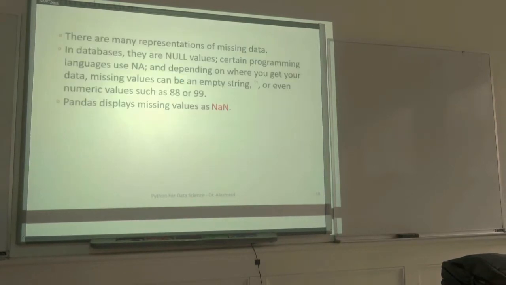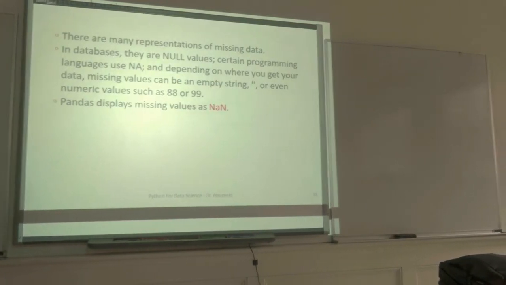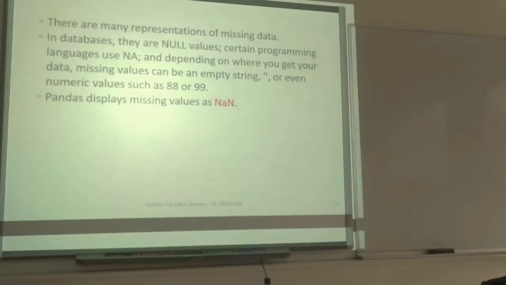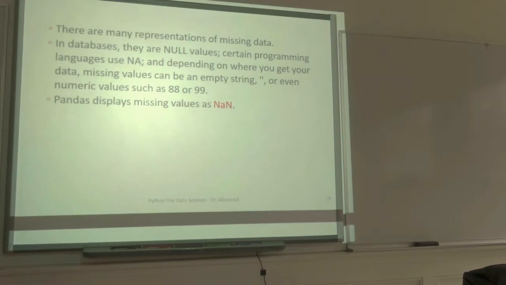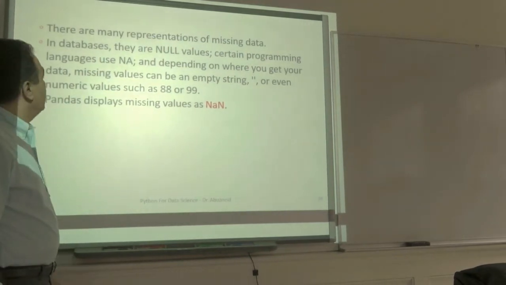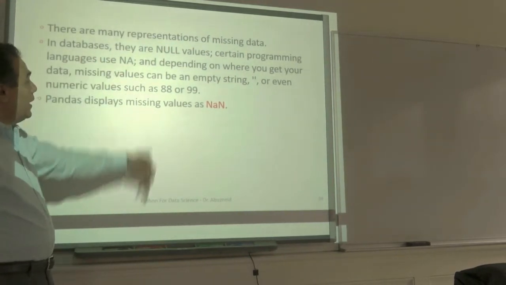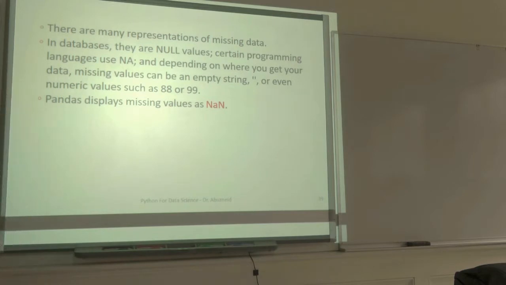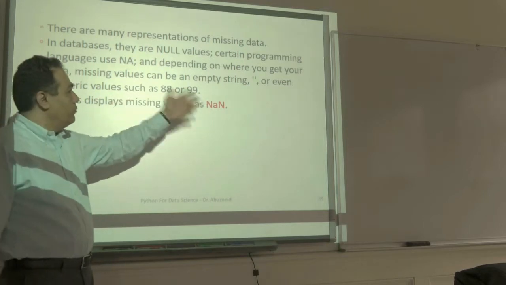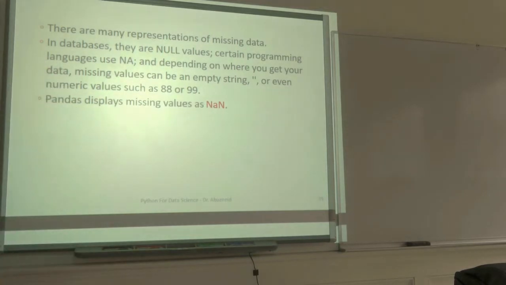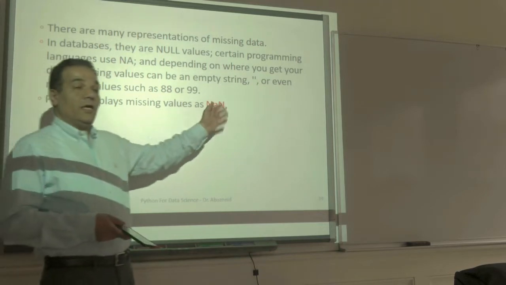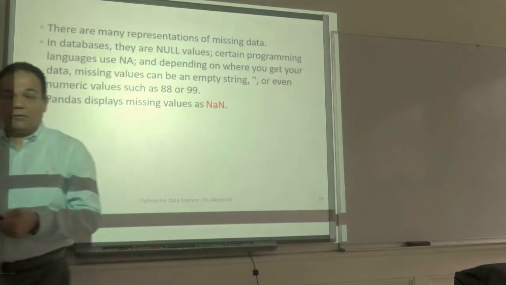So there are many representations of missing data. Always you could have missing data. In the data sets, they could be null values. Programming languages use NA, and depending on what you get, some of them represent them with different values, like in health, 8 or 99. In pandas, it will be displayed as NaN, right? That's how it is displayed.